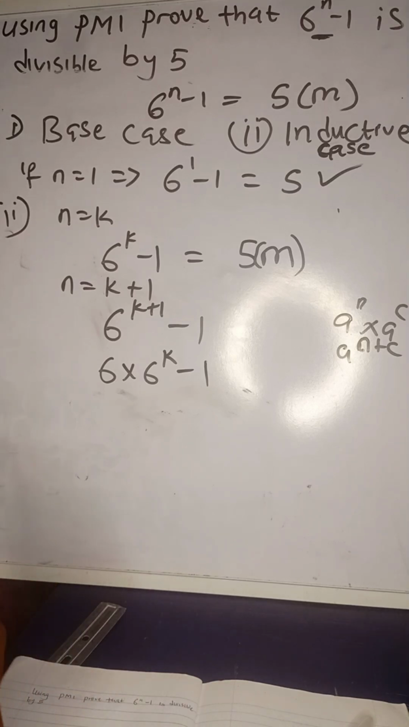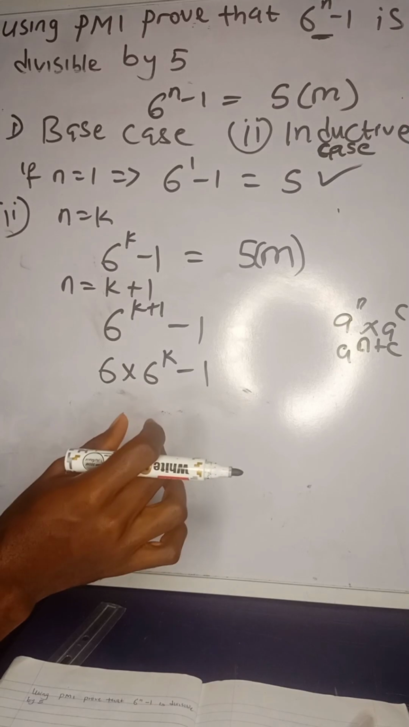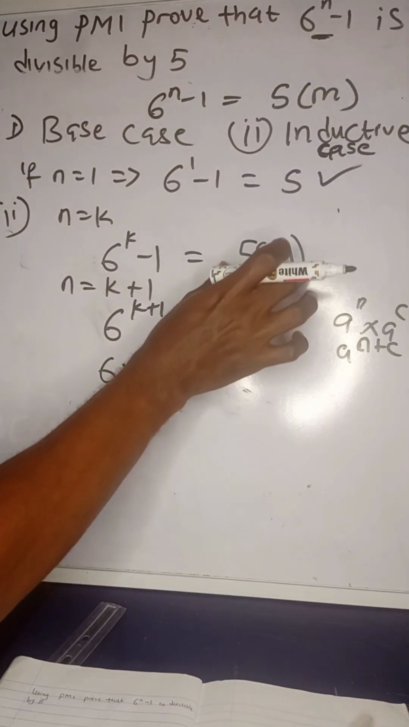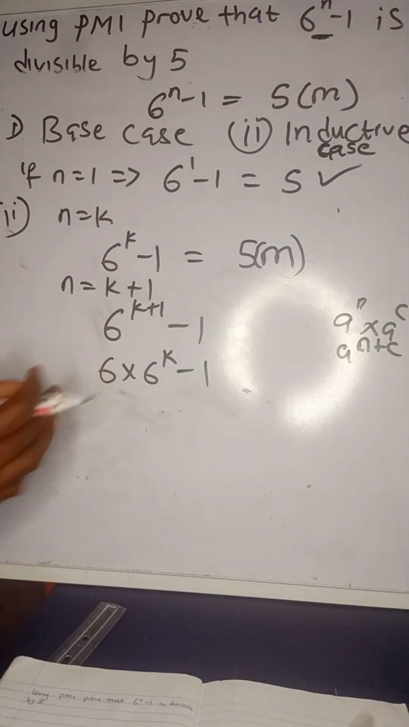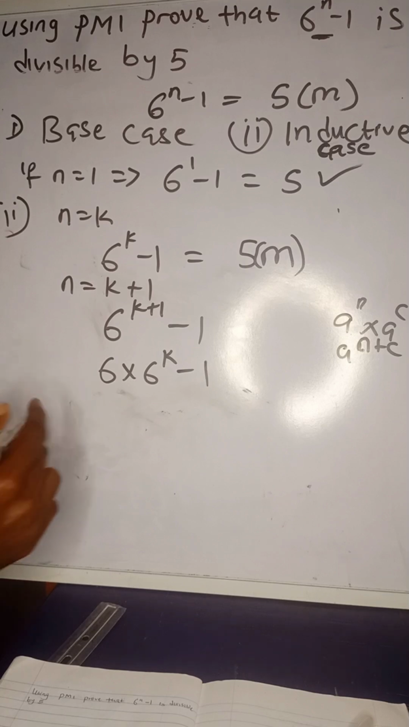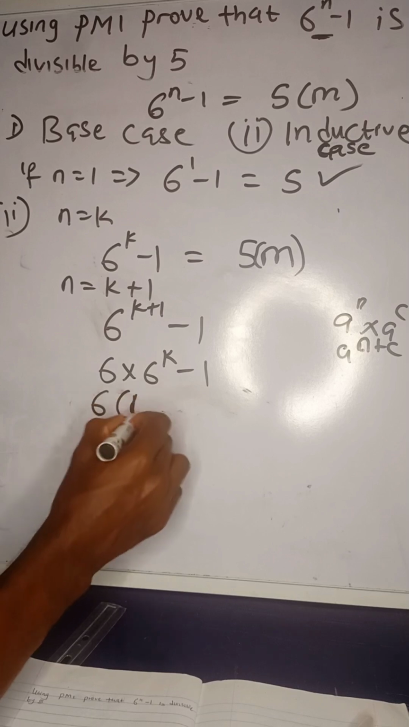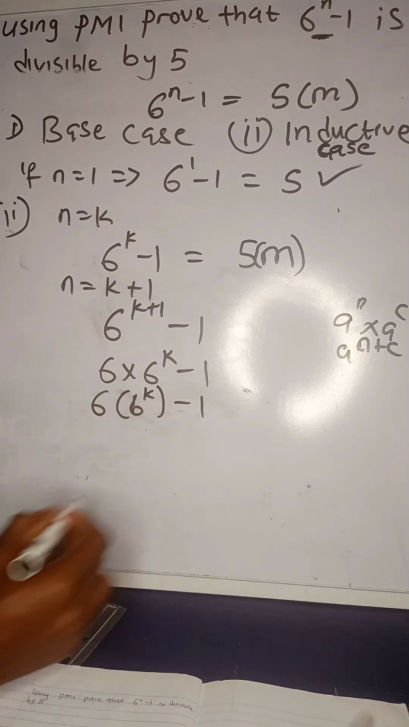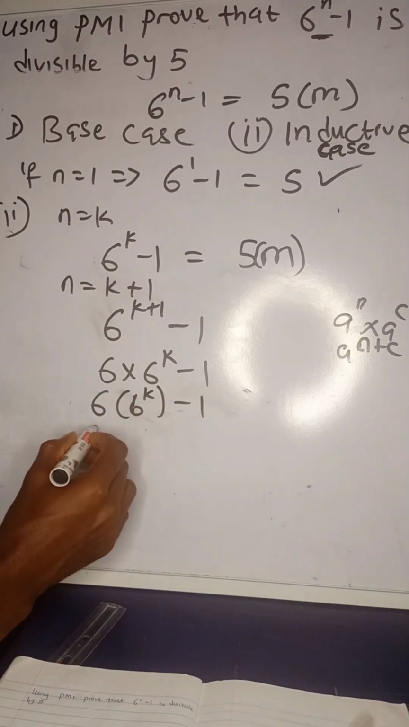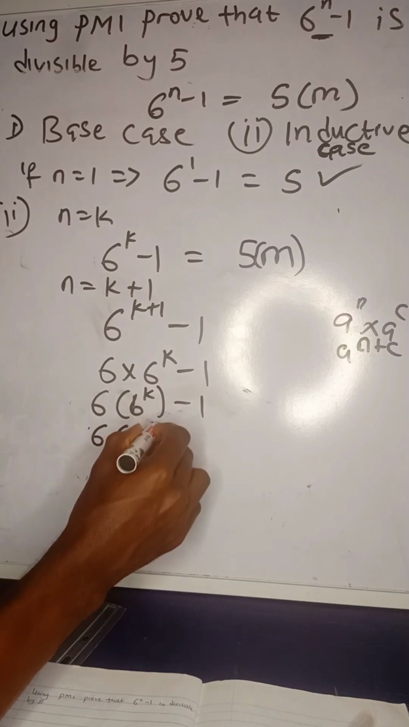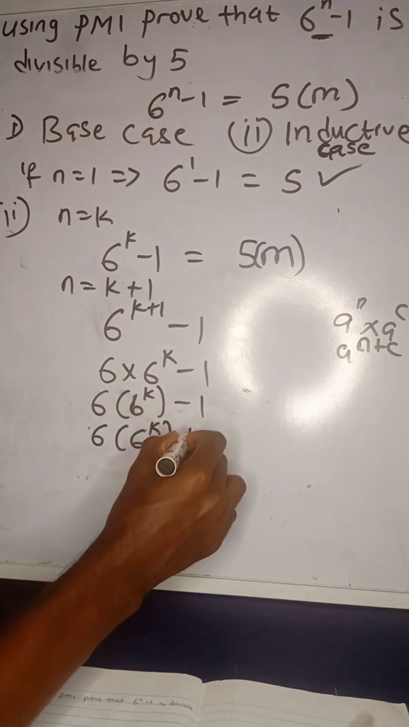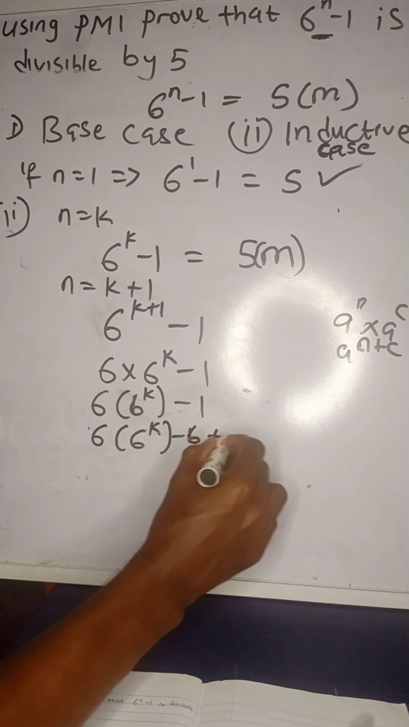It has still not given us what we are looking for. Then what other manipulation can we do to get what we are looking for? If you think very well, there's another manipulation we can do either here or here. All we want is to arrive at something that can give us 5 times something, right? So the next manipulation we can do: here we already have 6, so I can bring this out, 6 times 6 raised to the power k, right, minus 1. Then the next manipulation, what I'm doing: 6 times 6^k minus 6 plus 5.